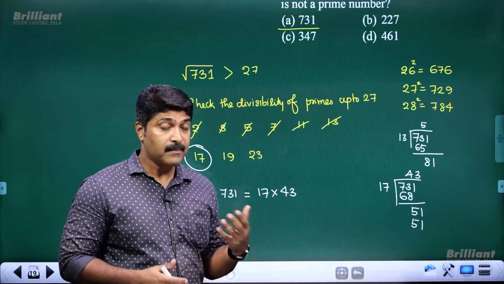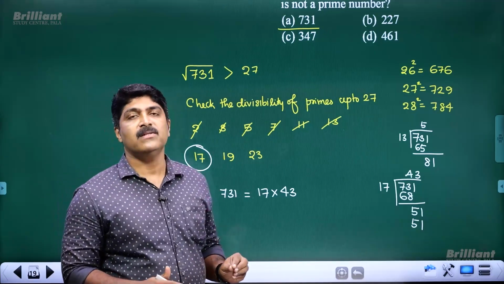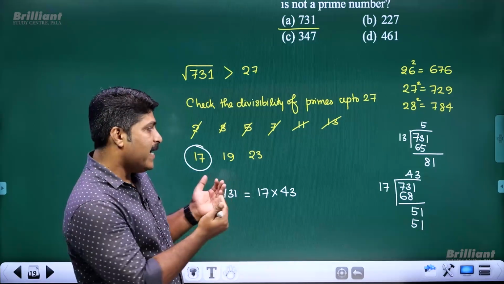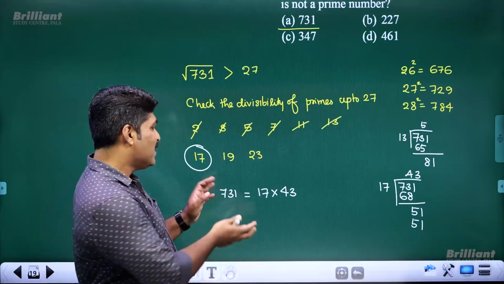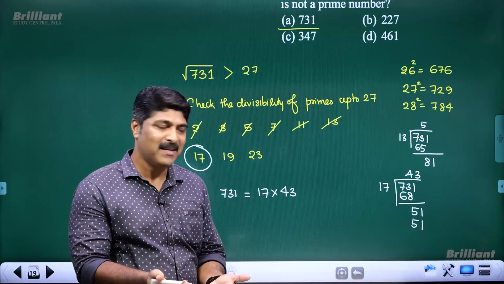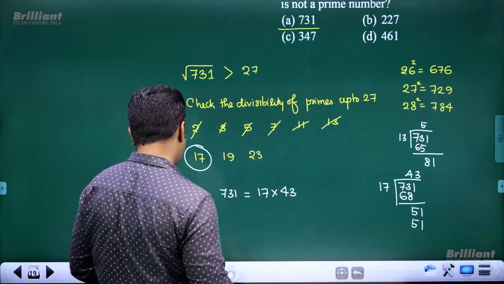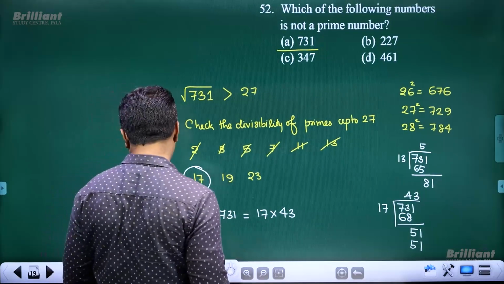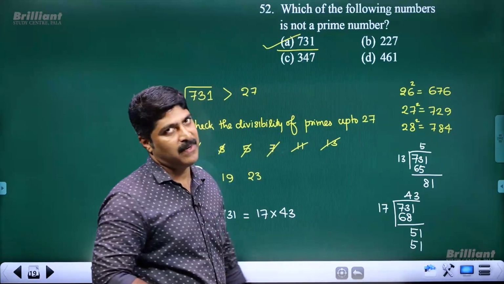How to conclude whether it's a prime or not? If it's a prime number, it doesn't have any factor other than 1 and that number. But here we found factors other than 1 and that number. Here 17 is a factor, 43 is a factor. Therefore, 731 is not a prime number. Our question is also the same thing: which among these options is not a prime number? Here the answer is 731.